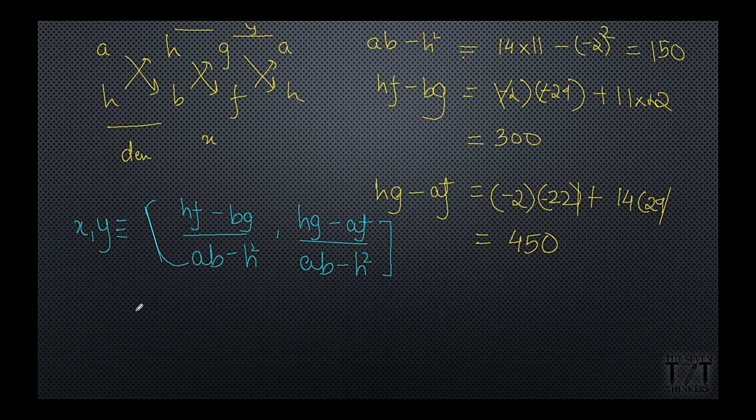So just substituting the value, we'll get 300 by 150, which is equal to 2, and for y, 450 by 150 we'll get 3, and hence 2 comma 3 is the desired center of the conic, which we found from both the ways, by partial differentiation as well as by the discriminant method.